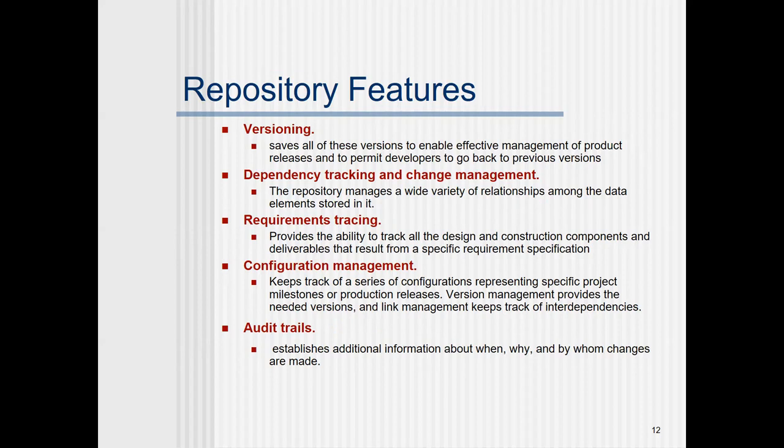Is it clear? And the next one, requirements tracing, provides the ability to track all the design and construction components and deliverables that result from a specific requirement specification. It is the specific requirement specification that is responsible for all the set of changes to happen onto the product. With respect to the design, with respect to the construction, with respect to the deliverable, what is the change? What was the previous version? What is the current version?